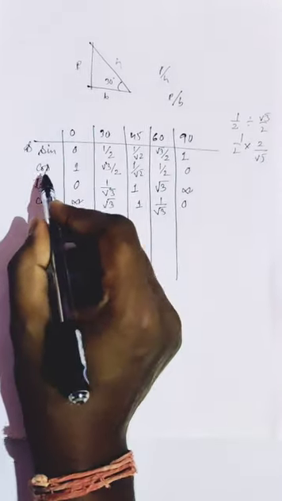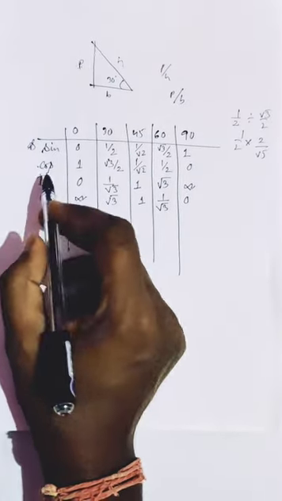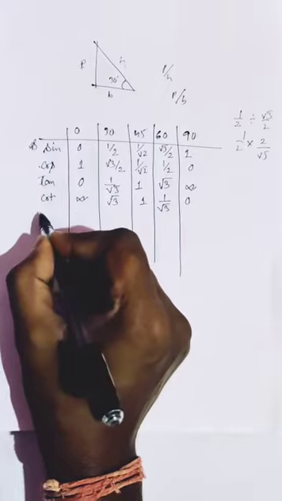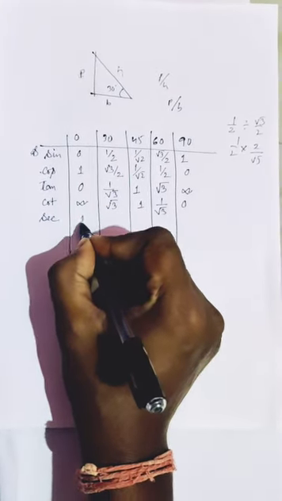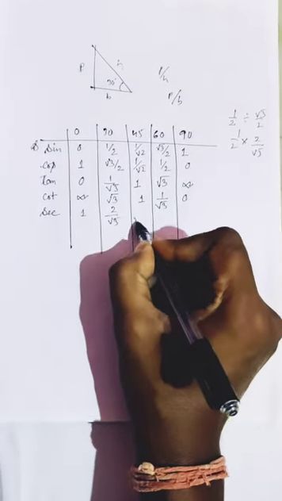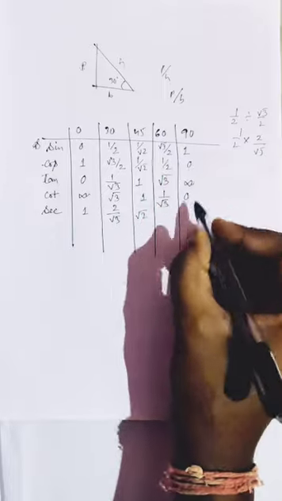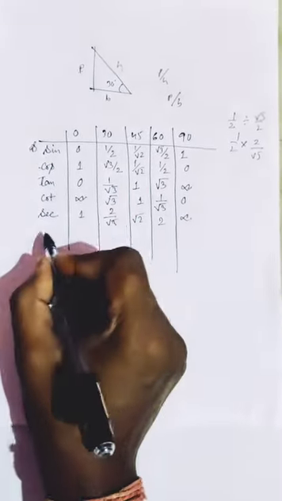Next you write the reciprocal of cos. So let us go in a systematic way. The reciprocal of cos, and you know it is sec. So that is 1, 2 by root 3. The reciprocal of 1 by root 2 is root 2. The reciprocal of 1 by 2 is 2, and the reciprocal of 0 is undefined.